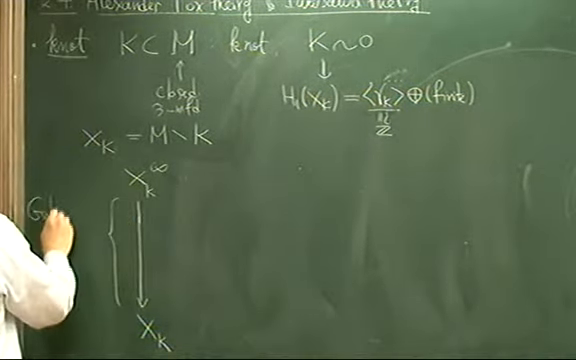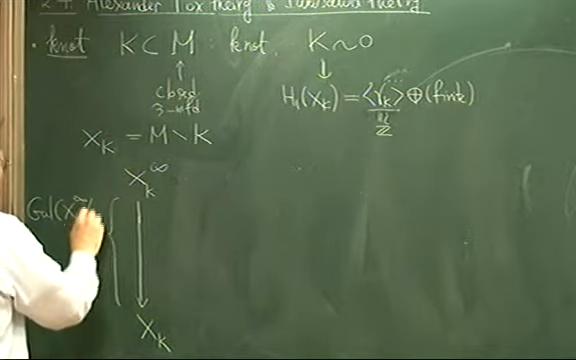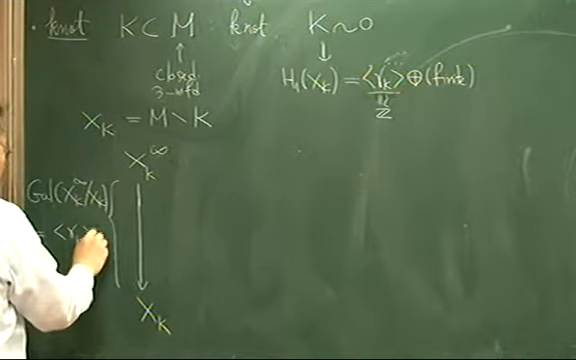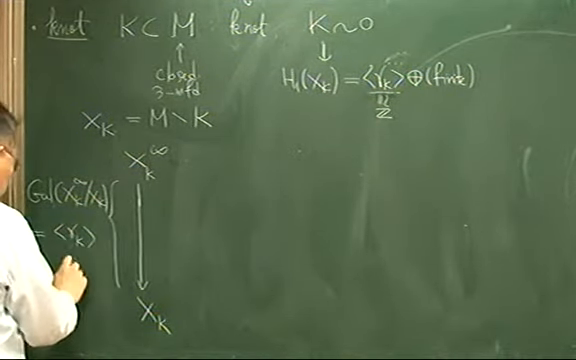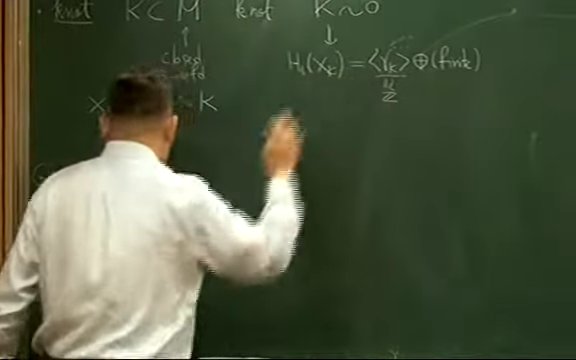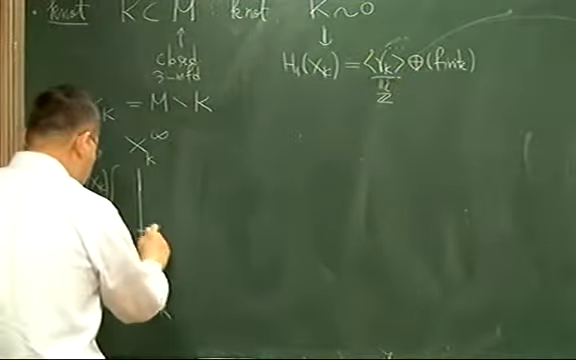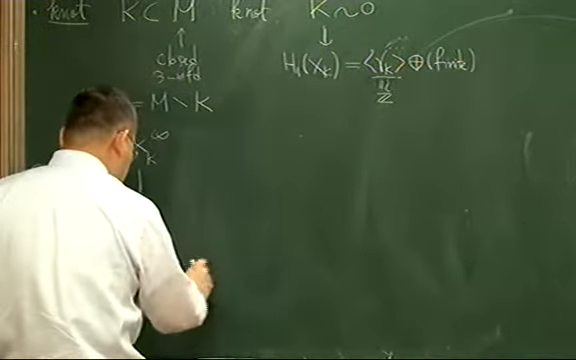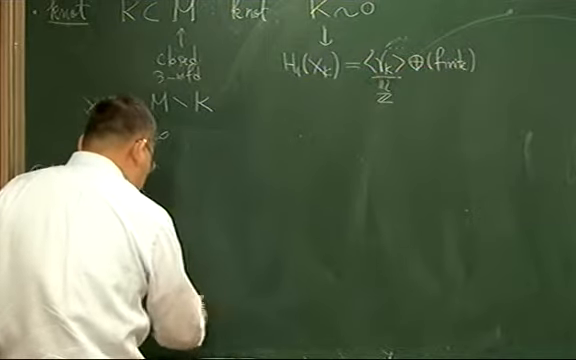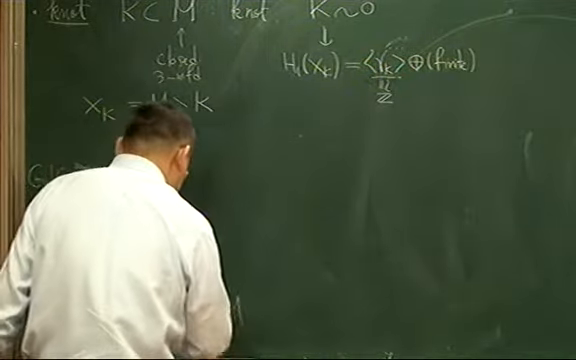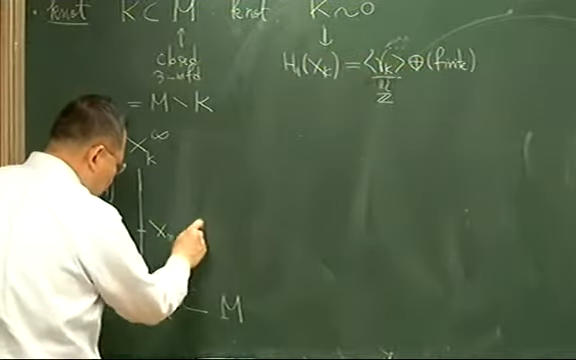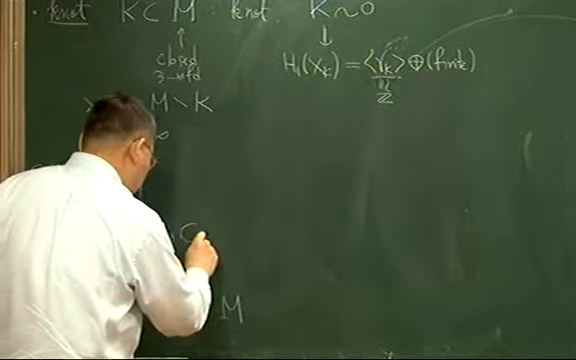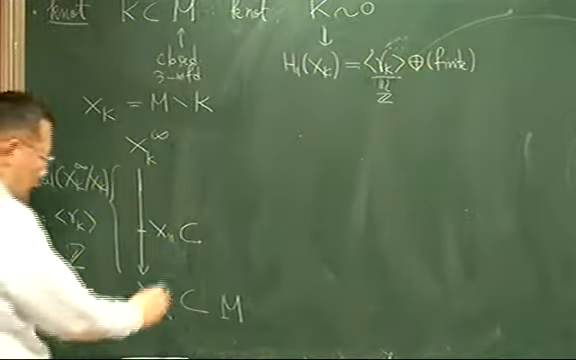The Galois group of this cover is the infinite cyclic group generated by this gamma_K. So we have the unique n-fold cyclic cover. This is the n-fold cyclic covering. And the knot complement is in M. It's a well-known fact in knot topology.